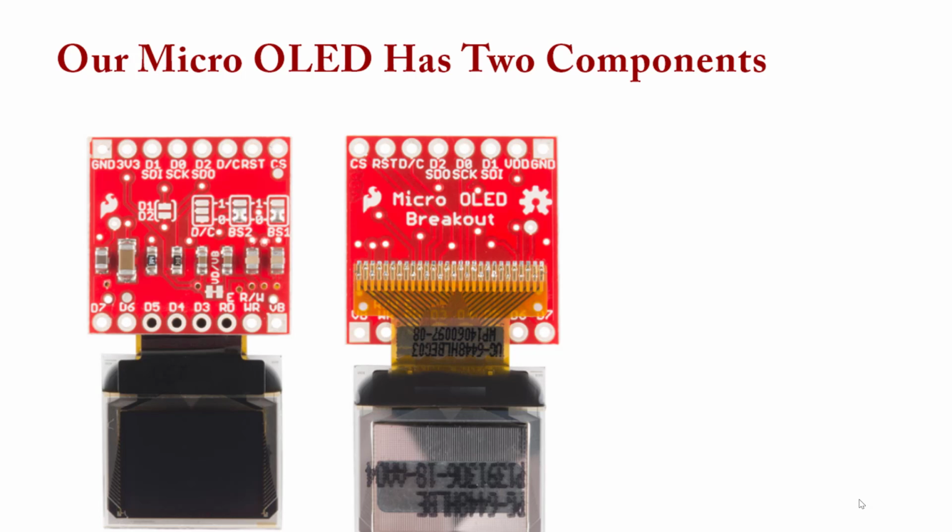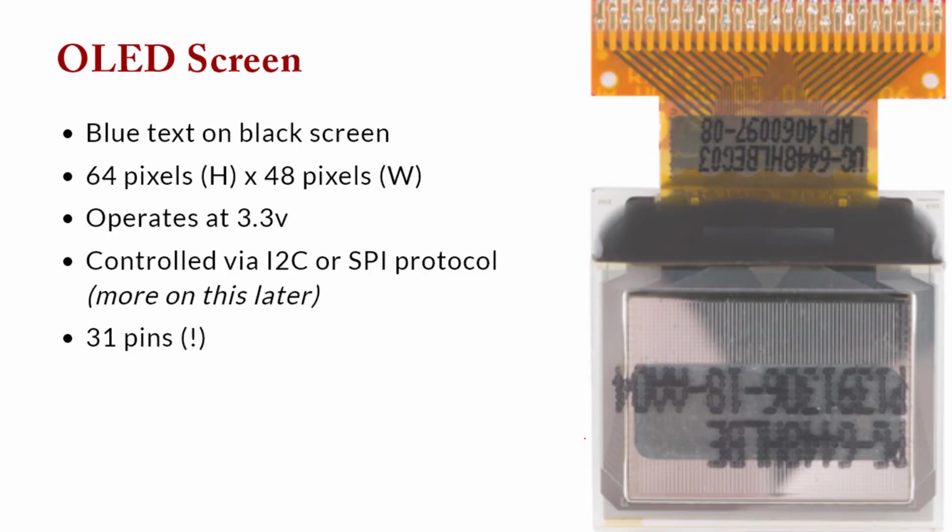So our micro OLED, which just means it's very small, has two components. It has the component here, this red one, and the actual screen. Let's look at each one. The screen, and you see the back of the screen right here. The screen is this component. This is the screen.